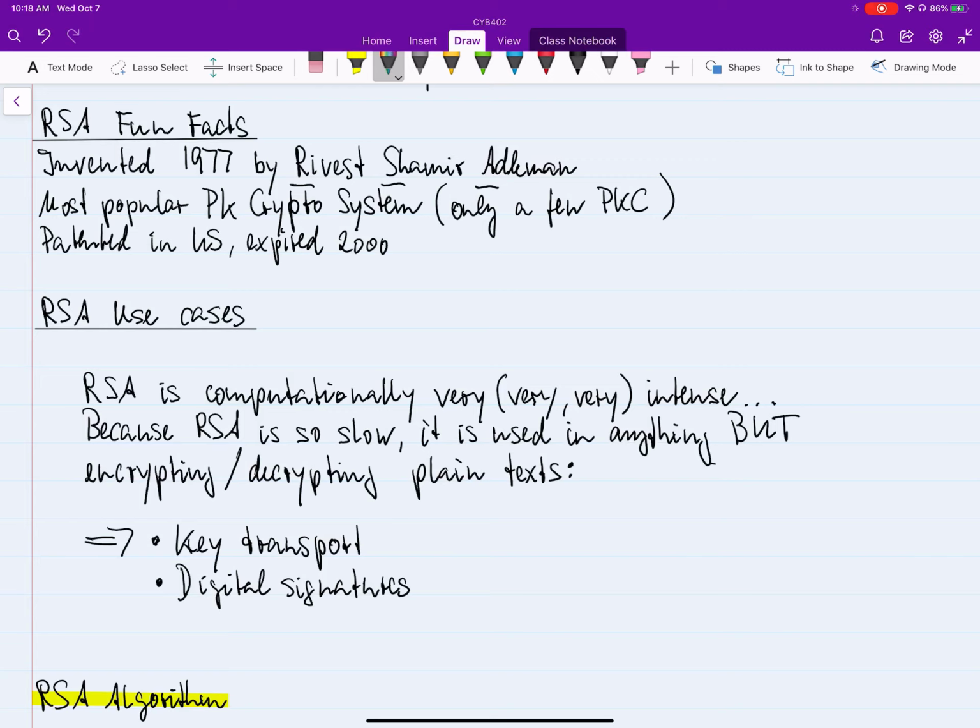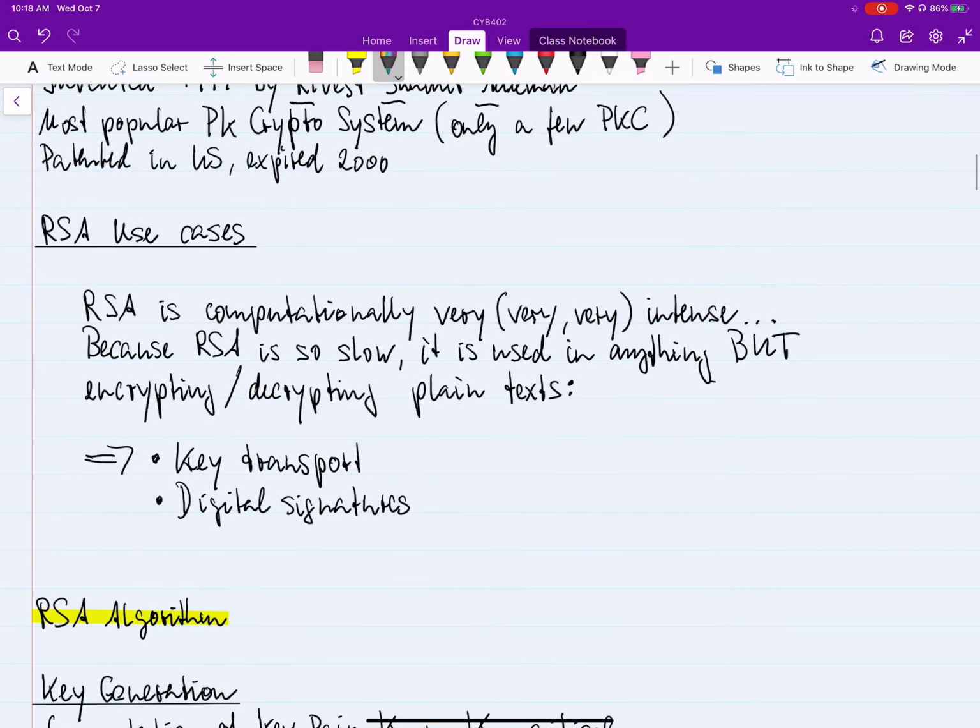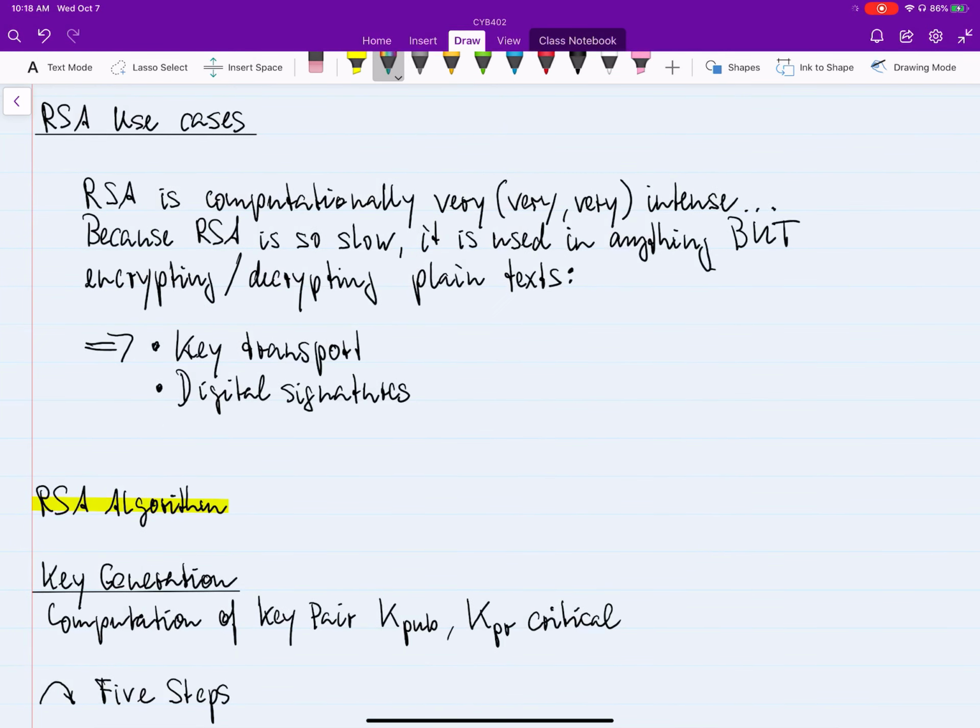So RSA is the most popular public key crypto system. And as I already said, there are only a handful of such algorithms. It was patented in the US, but the patent expired in 2000. So one thing that may come as a surprise, RSA is very computationally intense, which means that it is not actually used for general encryption and decryption of plain text, as is the case with symmetric algorithms.